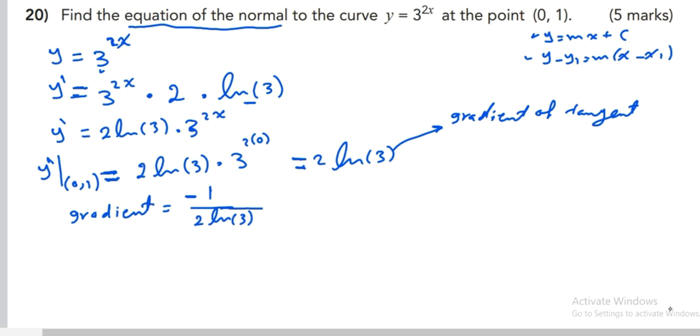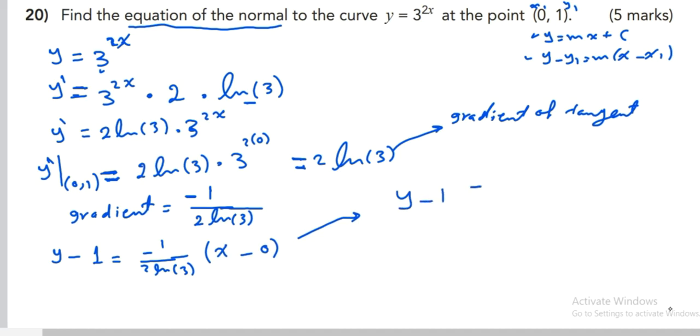Here, after getting the gradient, we will use any of these two forms. So I'll use the second one, y minus y1. This is x1, this is y1. y minus 1 equal negative 1 over 2 ln 3 multiply x minus x1, which is 0. So it will be y minus 1 equal negative 1 over 2 ln 3 x.